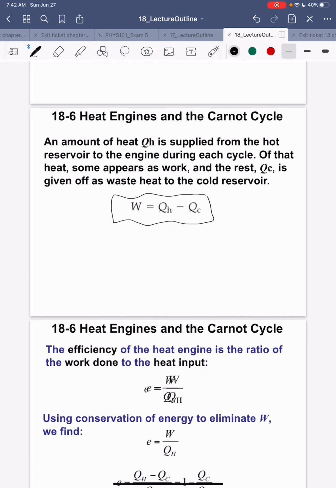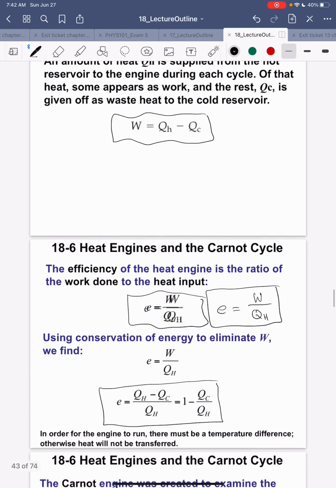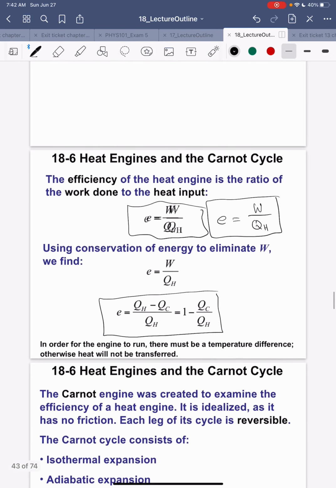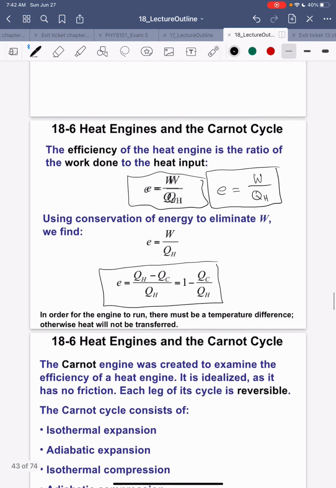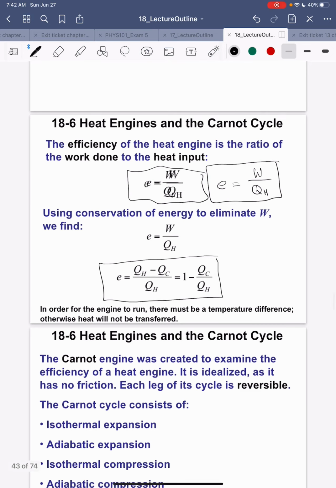One of the parameters that I'm looking at is the efficiency of a heat engine, which is how efficient it is in creating that work done: work divided by Q hot. And since W is Q hot minus Q cold, I can have my efficiency as 1 minus Q cold over Q hot. In order for the engine to run, there must be a temperature difference, otherwise heat will not be transferred. If both are at the same temperature, hot minus cold is going to be zero, and then the efficiency is going to be zero.